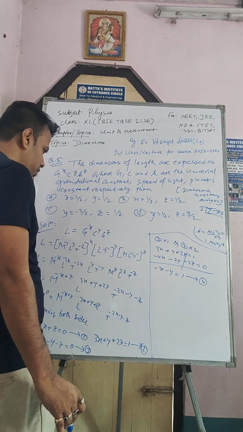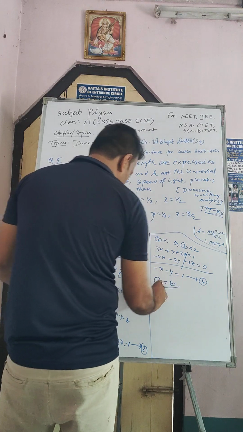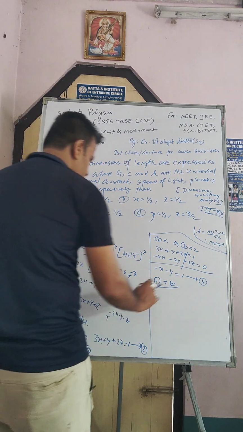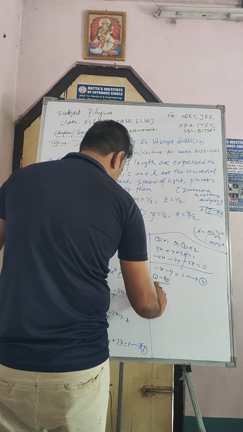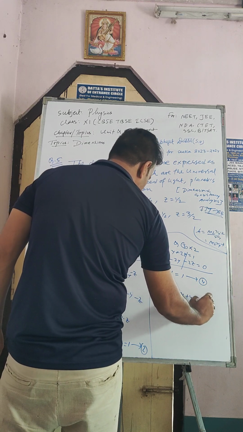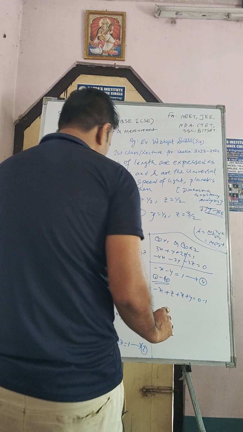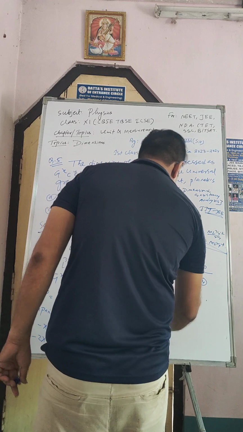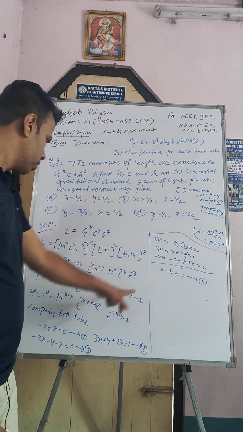Now equation 4 and equation 1, if I subtract, 1 minus 4, so we will get x plus z minus x plus y equal to 0 minus 1. This one will be cancelled. So here now this one is x minus 1 equal to 1.